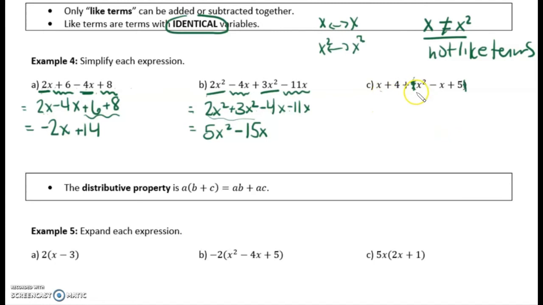Okay, so we have x squared minus x plus 5. So we're going to start with the x squared. Then we're going to keep going with the plus x minus x. And then the plus 4 plus 5. Okay, so x squared is the only one with an x squared on it, so we just bring it down. These here actually cancel because we have a plus x and then a minus x. And then we'll have plus 9.